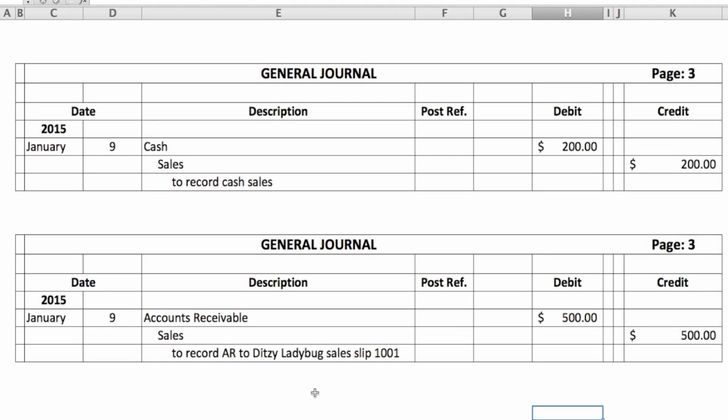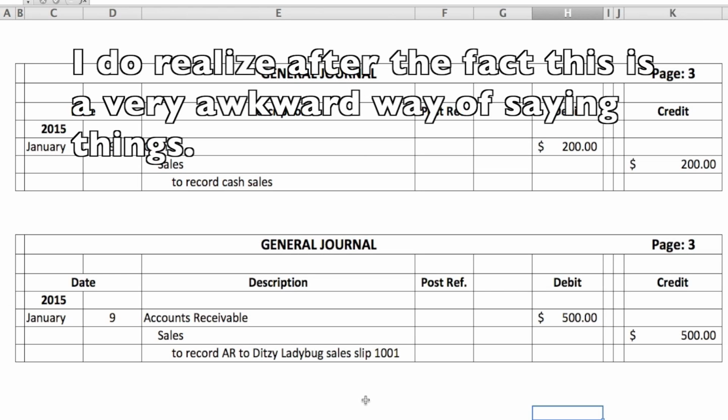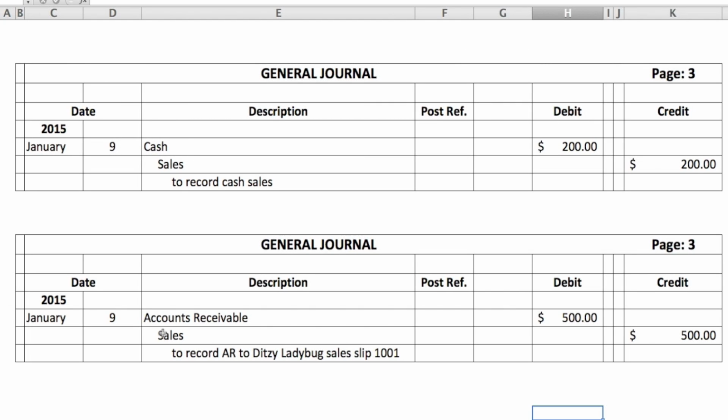So, this second example, you once again note it's dated January 9th. This is an accounts receivable. Basically, Ditzy Ladybug, if we notice here, bought some items and was issued sales slip 1001. The condition was Ditzy didn't have any cash on them, so they bought it on accounts receivable, which basically means Jello opened an account that they could charge Ditzy Ladybug for any purchases now, and Ditzy will pay back later. In this case, you'll see accounts receivable, bought $500 worth of stuff, and will always credit sales. Remember, sales will always get credited.